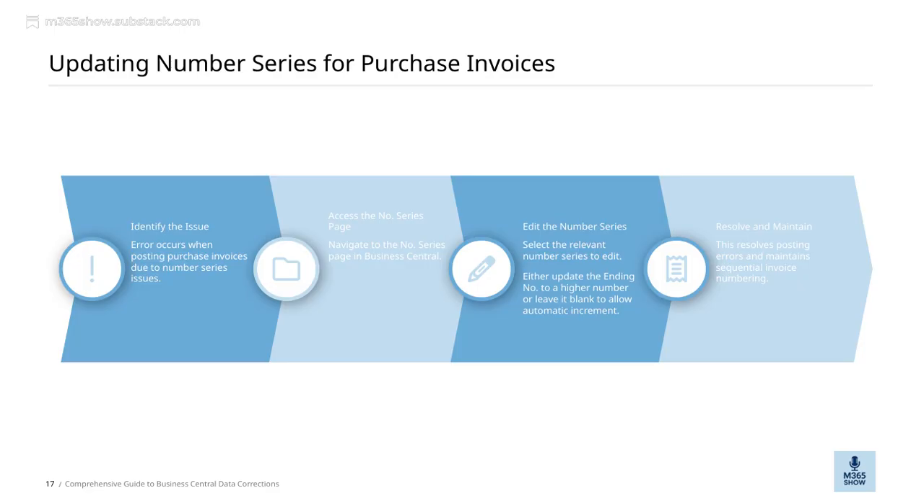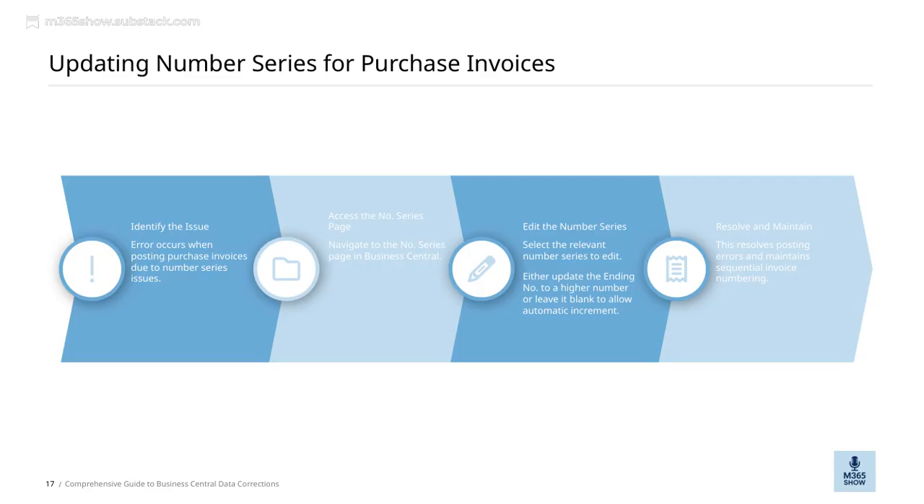Now, let's look at how we can update the number series for purchase invoices to prevent posting errors. This slide provides a comprehensive guide to handling data corrections in Business Central, specifically focusing on maintaining proper invoice sequencing. First, the key idea here is that resolving these issues helps ensure your invoices are posted smoothly without errors, and it keeps the numbering in a proper sequence. This is crucial because inconsistent numbering can cause confusion and disrupt your record keeping.